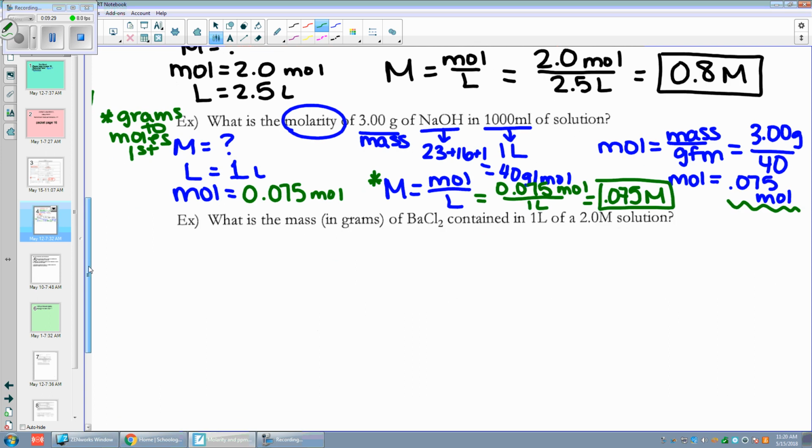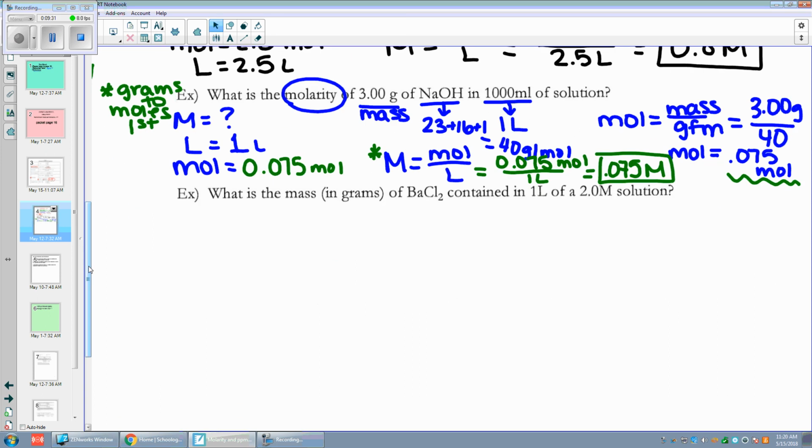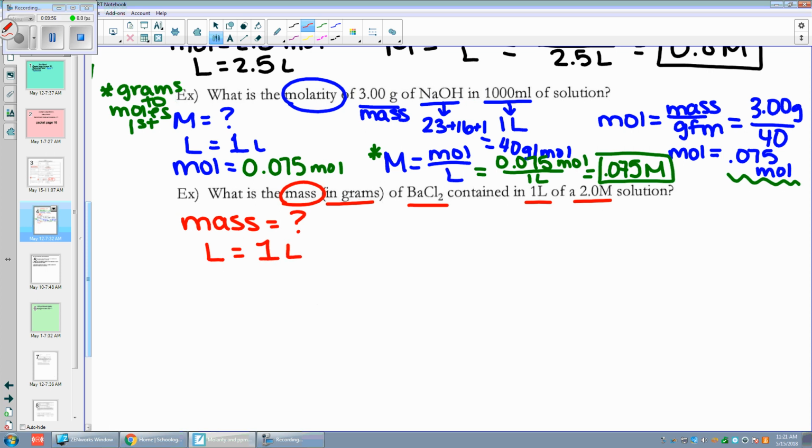Okay, now our last problem. What is the mass? Ooh, I'm finding mass. So I actually might want to use a different equation. Let's see. Of BaCl2, that might be important, contained in 1 liter of a 2 molar solution. All right, let's see what I got. I know my liters. I know my volume. That is 1. So 1 liter. And I know my molarity is 2.0.